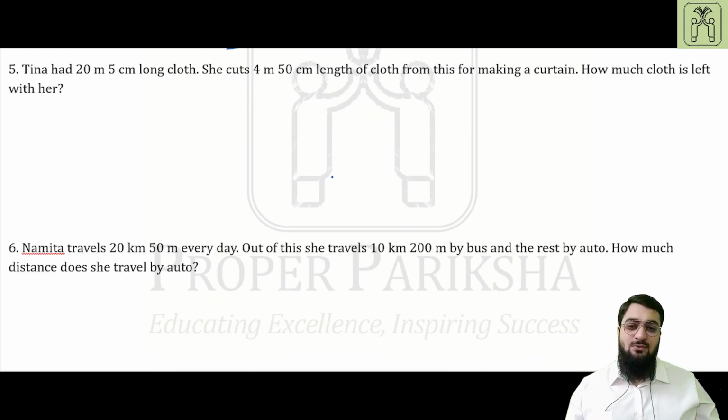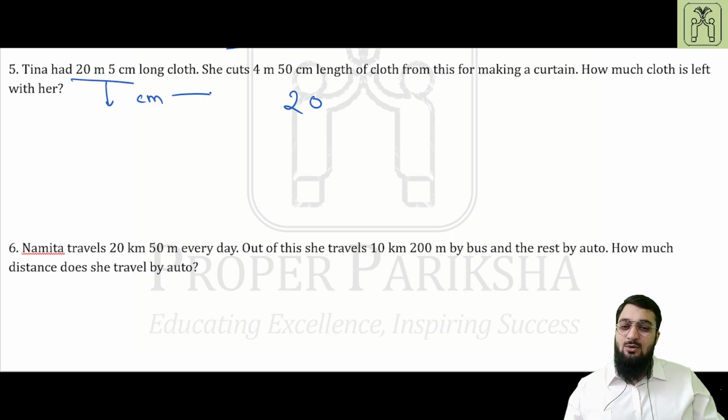Tina had 20-meter 5-centimeter long cloth. She cuts 4-meter 50-centimeter length of cloth from this for making a curtain. How much cloth is left? So basically you just have to subtract it, writing the statements as we have mentioned many times earlier. So it will be 20 meter and 5 centimeters. First you will have to convert this. How will we convert that? We will use the conversion factor of centimeter to meter.